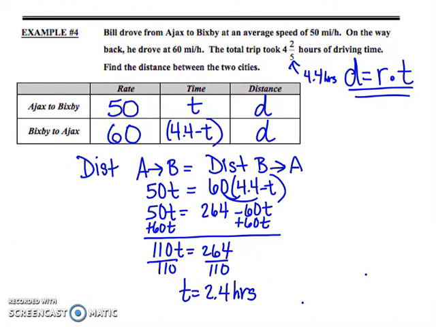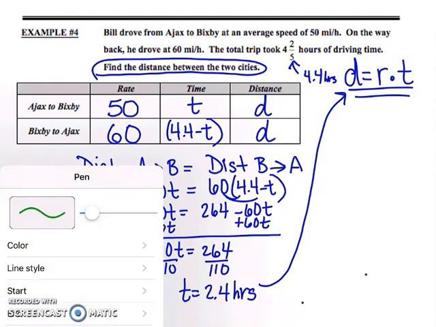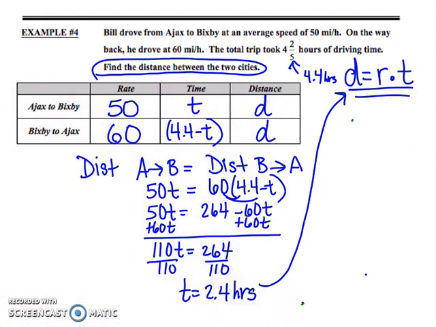Now be careful. That doesn't answer the question because our job was to find the distance between the two cities, right? But now that we know the time, we can figure out the distance because distance is equal to rate times time. So we can come back up here, and now we can say, well, our distance is going to be equal to our rate. And again, you can use either one. I'll use the 50 times t because that one's easier. So 50 times, but now I know my t, 2.4, right? So that tells me that my distance is going to be equal to 120 miles.